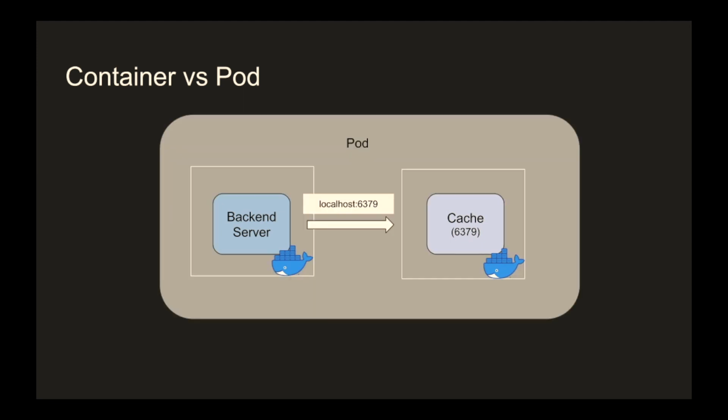But when they're deployed within a pod, they share the same network namespace. Kubernetes configures Docker so that the containers within the same pod share the same network namespace. Now the backend server can straightaway use localhost:6379, which is the port, and talk to the cache. The cache container doesn't need to specifically map the port in order for the other container to access it. Again, to reiterate, they're using the same network namespace now.